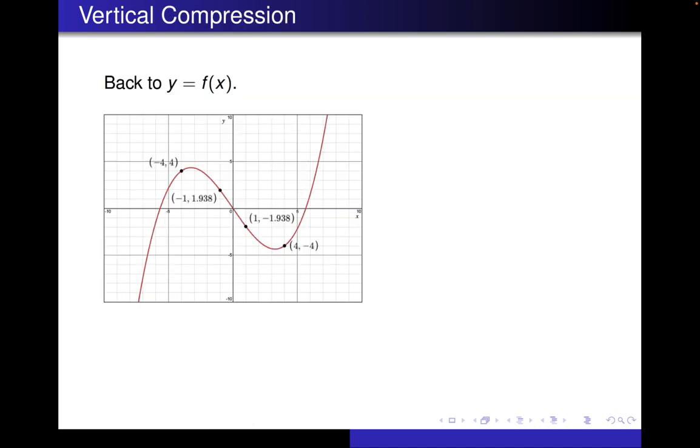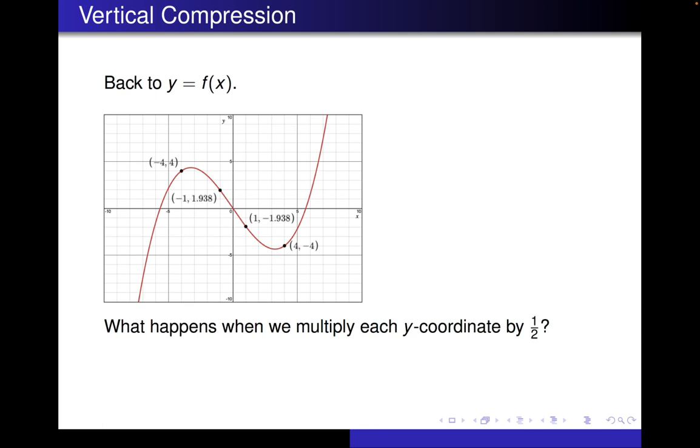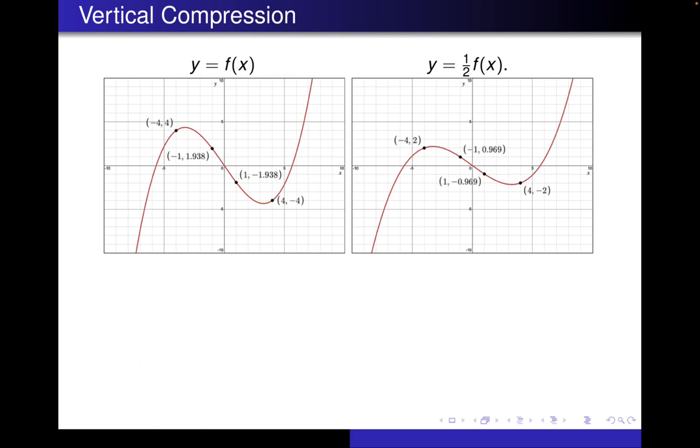All right, so back to our y equals f of x again. What happens when we multiply each y coordinate by another number, say 1/2 instead of 2? Well, our old y coordinate was f of x, and we're just taking that and multiplying it by 1/2 to get 1/2 f of x. And here's what the graph looks like. On the left is our original function. On the right, when we multiply each y coordinate by 1/2.